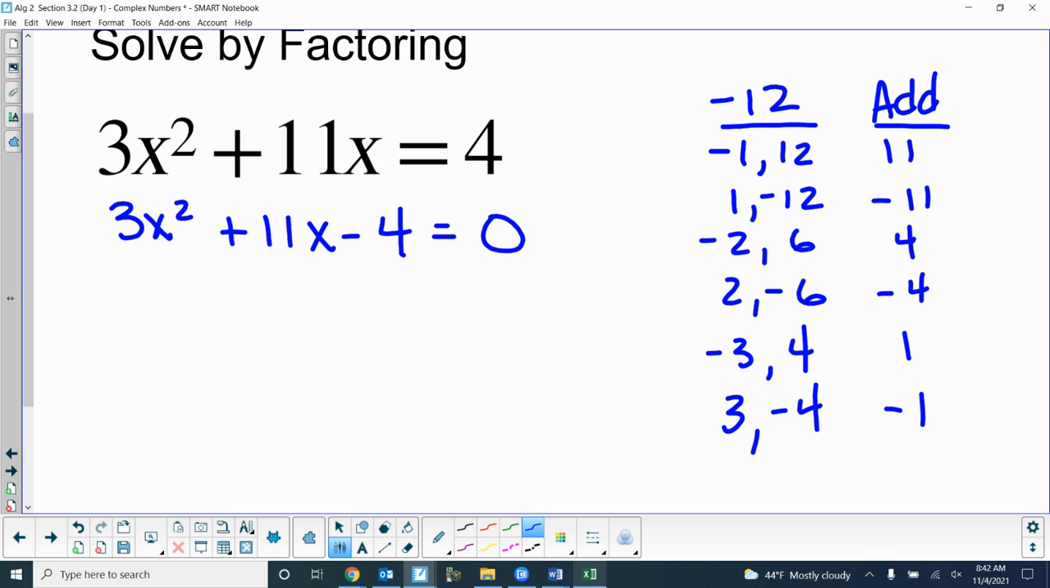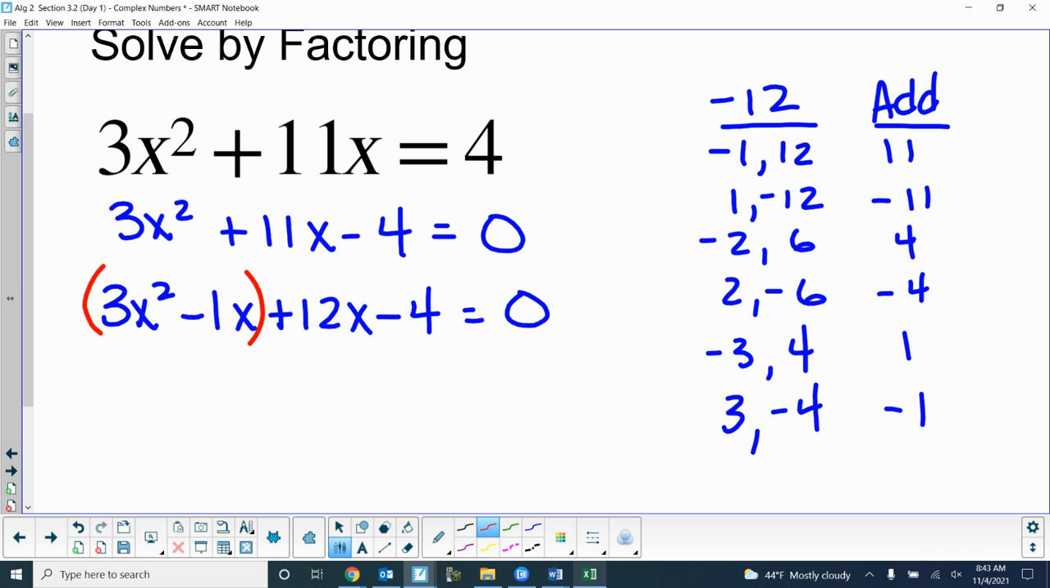So I have to rewrite the 11x as negative 1x plus 12x. So I turn it into a grouping problem. We group first 2, last 2, and take out the GCF. What's the GCF of the first group? X. What's the GCF of the second group? 4.